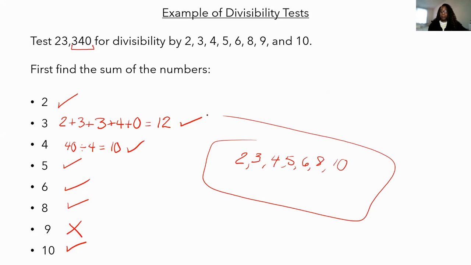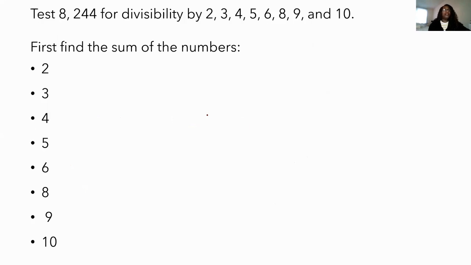Let's try the next one. So now we have 8,244, and we want to see if it's divisible by the same numbers that we did last time. So looking at the last digit, it's 4. So that means 2 works out.